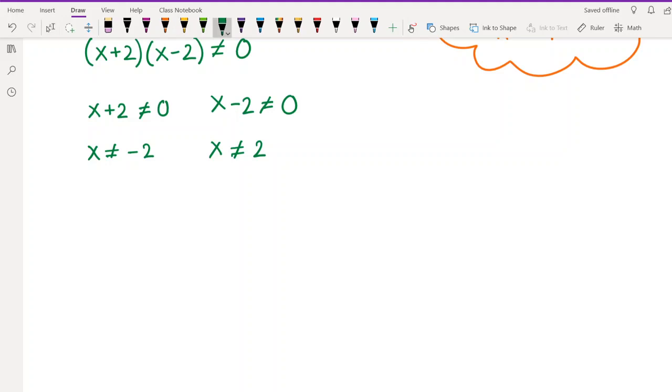So now all that's left to do is to translate this into interval notation. So let's go ahead and draw a number line. Just put a few numbers on here. Okay, so the numbers that we are excluding are -2 and +2, right? So it's this number here and this number here. And then everything else is fine. There's no issues with any other numbers.